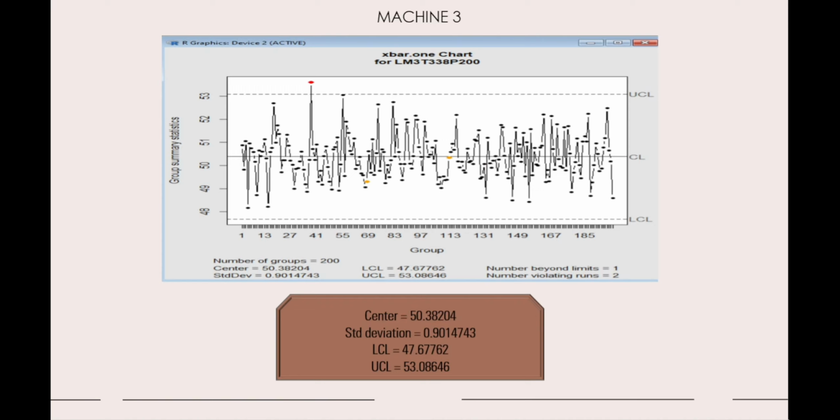And this is for machine 3. The center is 51.38204. The standard deviation is 0.9014743. The lower control limit is 47.67762 and the upper control limit is 53.08646. And if we see from this X bar 1 chart, this is the outlier for machine 3.